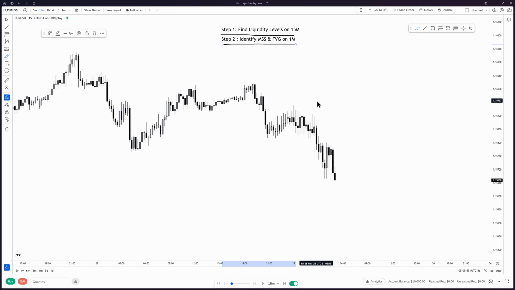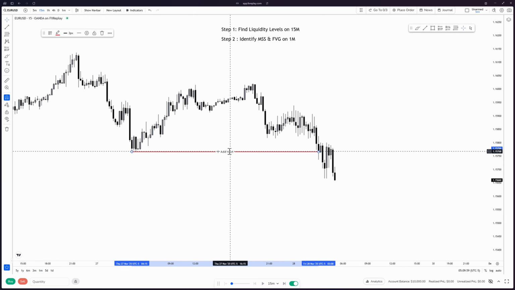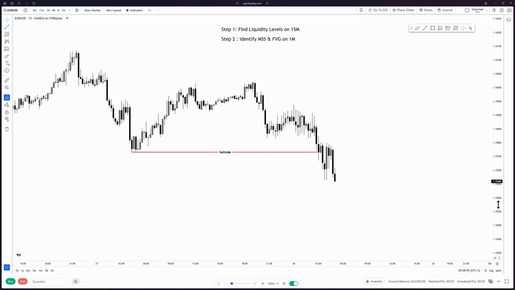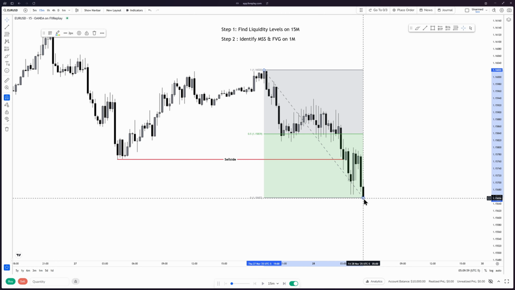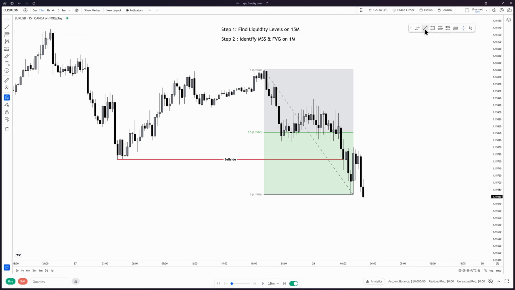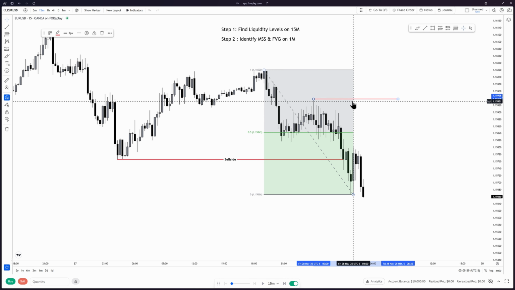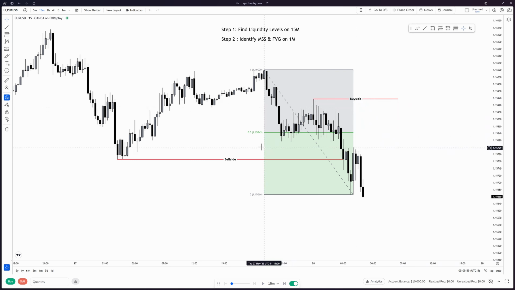So, look here. We had a 15-minute low, which is currently getting swept. This is our sell-side liquidity, which has already been taken. Now we also have to identify our target. For that, you have to use the premium and discount tool within the range and simply mark out the high or the low, which is above or below the 50% level. Let's mark this out as our buy-side liquidity.